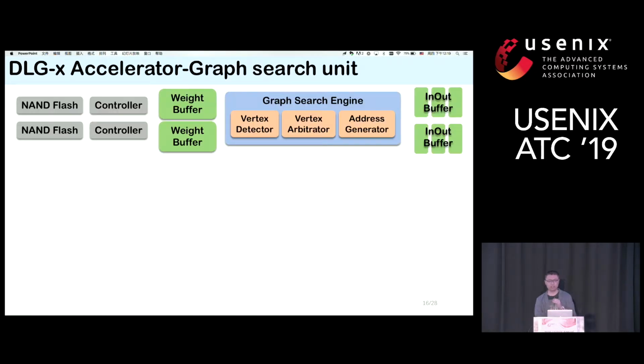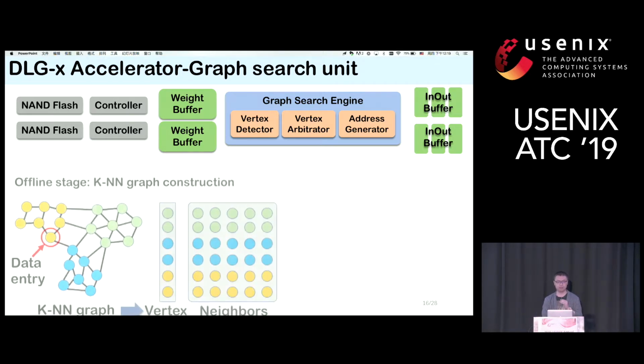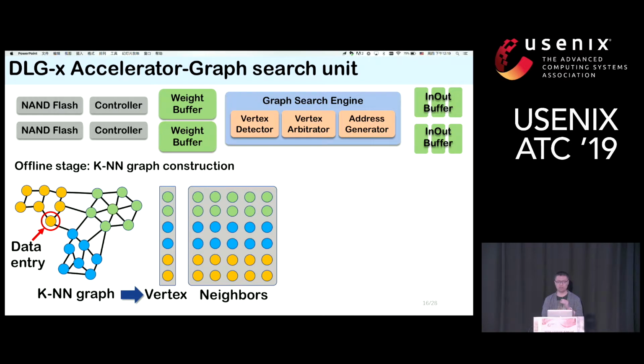After introducing the deep learning part of the DLG-X, I will explain how to achieve a graph search on DLG-X. First, the graph search stage is similar to the deep learning algorithm, and it contains an online stage and offline stage. In the offline stage, the DLG-X library uses DLG-X to generate a hash code to construct a directed KN graph.